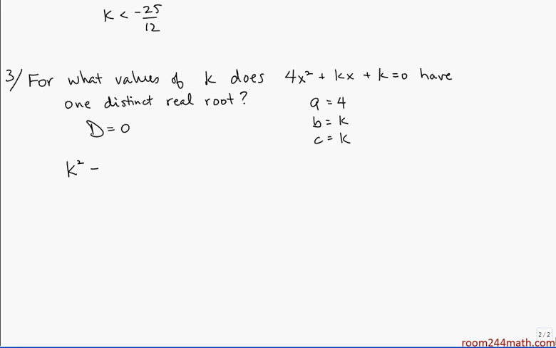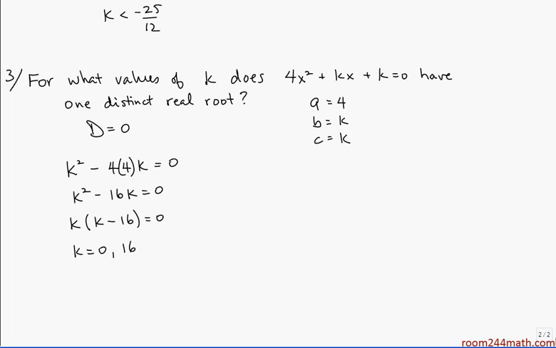So we have b squared, that's k squared, minus 4ac. So 4 times 4 times k. And that has to be equal to 0. So we actually end up here with a quadratic equation in k. k squared minus 16k equals 0. And the easiest way to solve that quadratic equation is by factoring. You can take out a common factor of k, and you get k times k minus 16 equal to 0. So this means that either k is 0 or k minus 16 is 0, which means that k is 16.